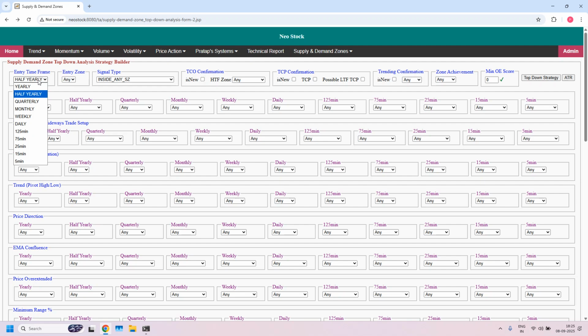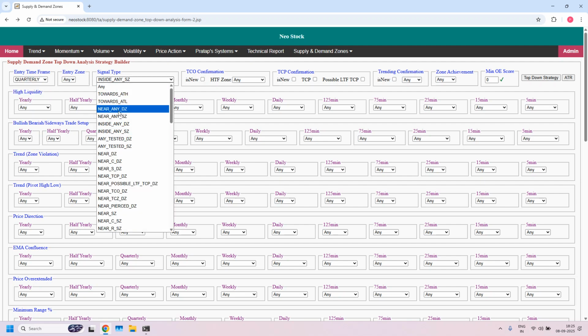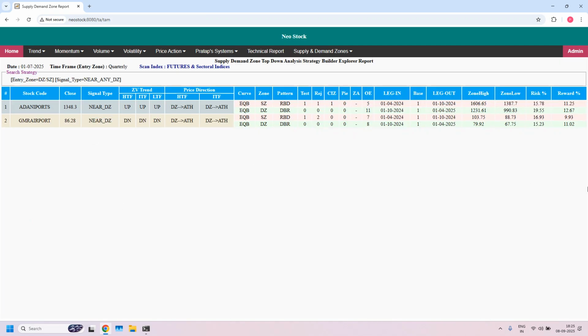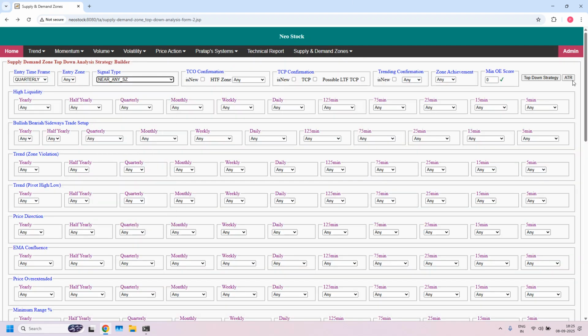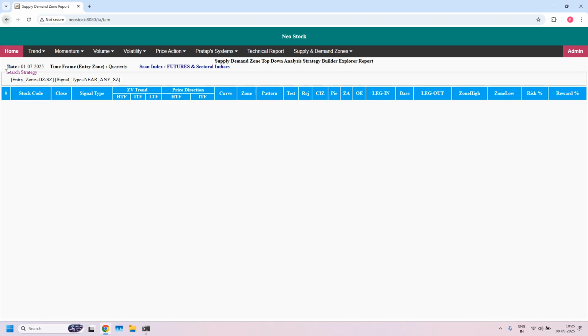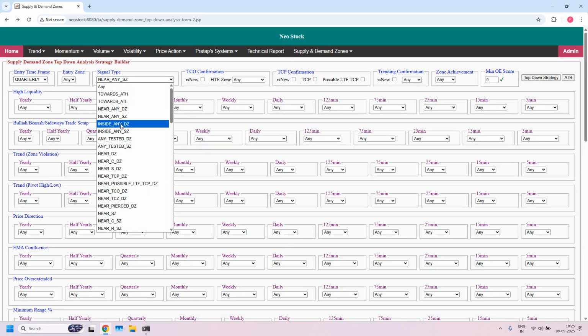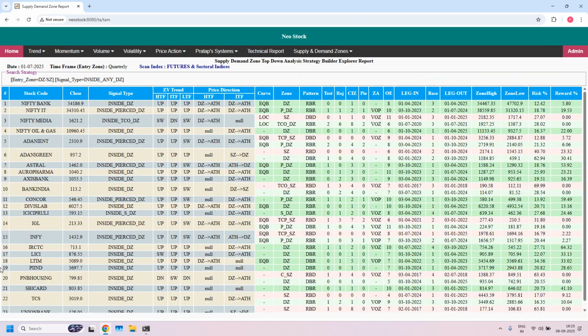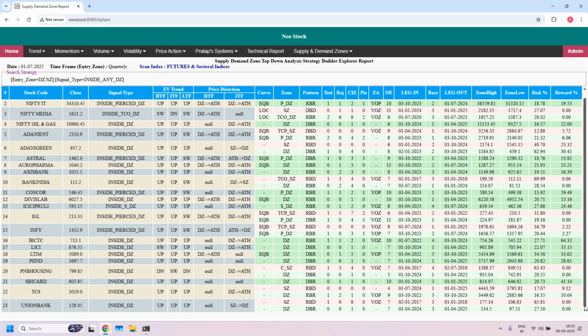Next time frame is quarterly. Stocks near to the quarterly demand zone, we got 2 stocks. Next, stocks near to the quarterly supply zone, no stocks. Next, price closed inside the quarterly demand zone, first 22 stocks in the list. NIFTY Bank is also in this list. Scrolling the list down, so total 23 stocks are filtered.